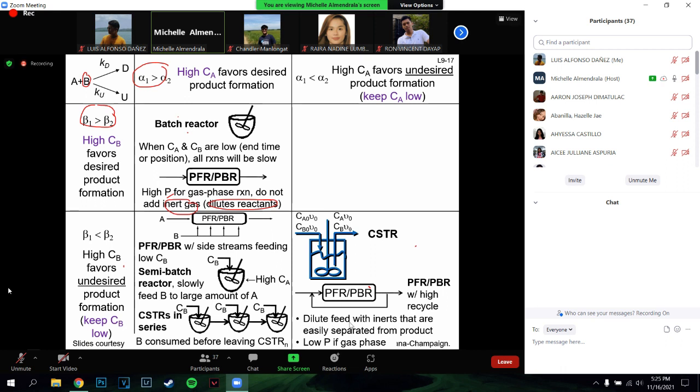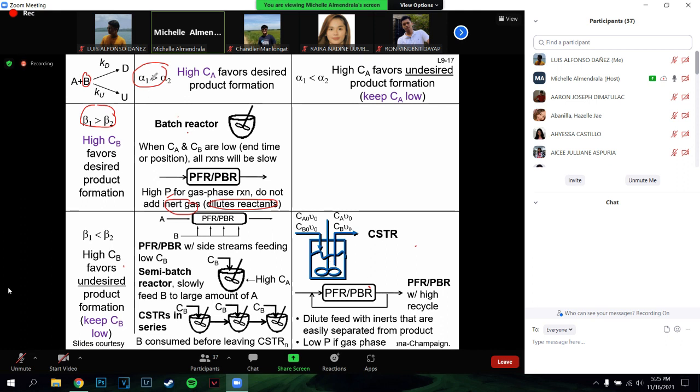Therefore, you have to dilute the feed with inerts to keep the concentration of A and B as low as possible. So you have to recycle so that you can consume all the A and B that you diluted. So that will be for both CSTR and plug flow. Sorry for that. I got confused with the greater and equal sign. Now for the third case we have here, that's why I'm confused with my statement earlier.